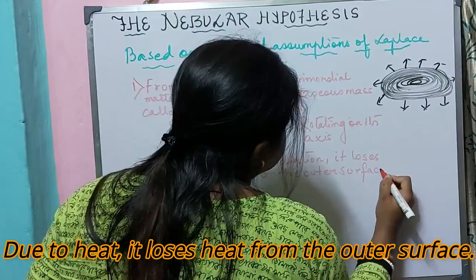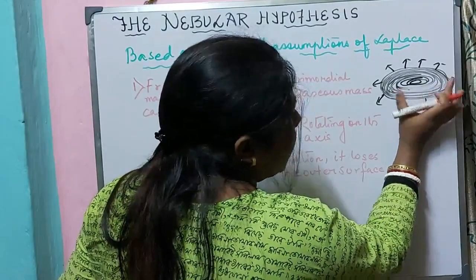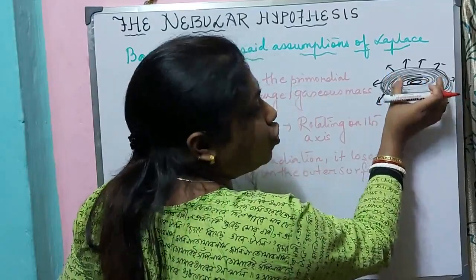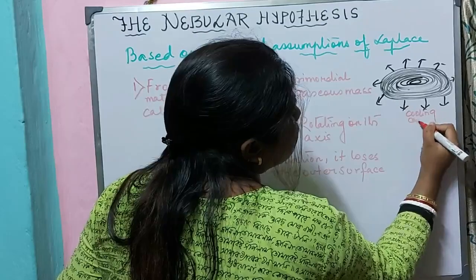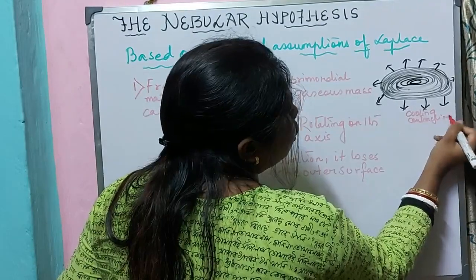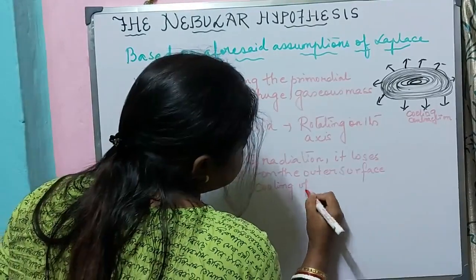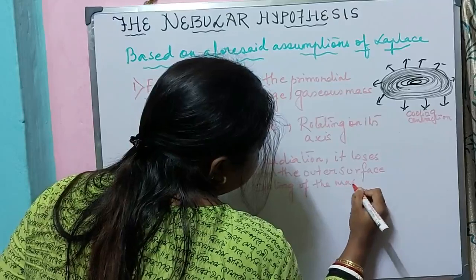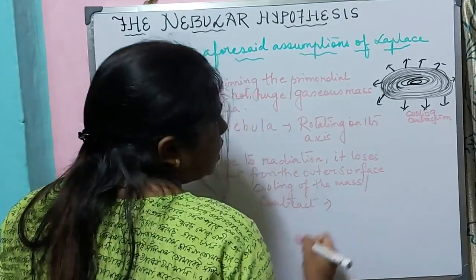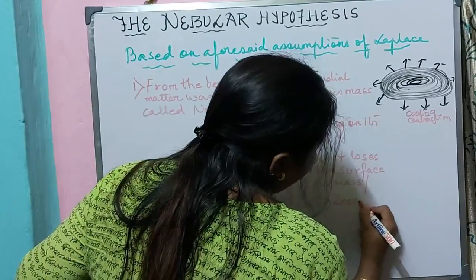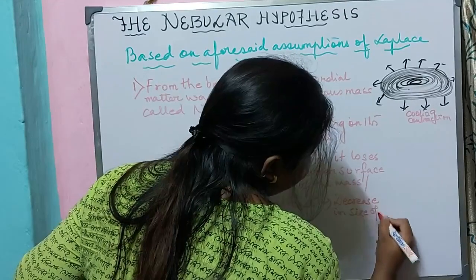As it loses heat from the outer surface, what will happen? It will start getting cooled. When it is cooled, it will contract. So due to cooling, contraction will occur. The mass will contract, and as it contracts, the size of the nebula will decrease.